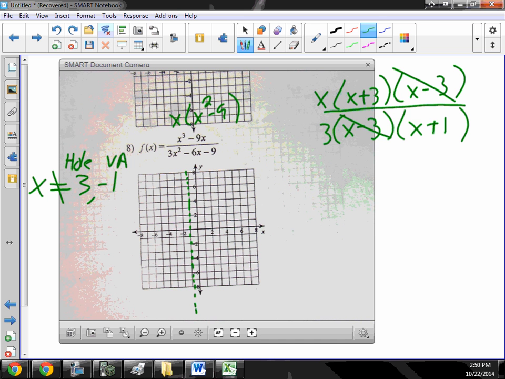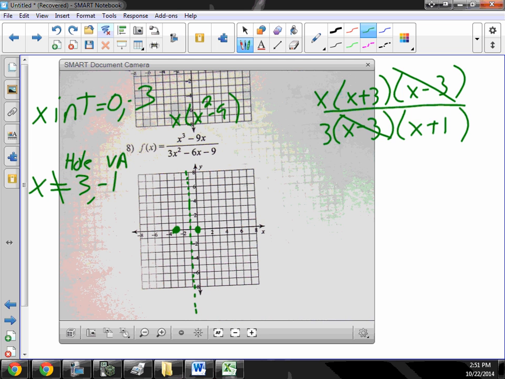Okay, x-intercepts. I set the top equal to 0. What are the roots of this rational expression? 0, 3, and negative 3. But 3 doesn't count because it's also a hole. So 0 and negative 3. So on my graph, I'm going to hit at 0 and at negative 3. And there's a hole at 3, but I don't know where yet. I don't know where the graph is to circle it.